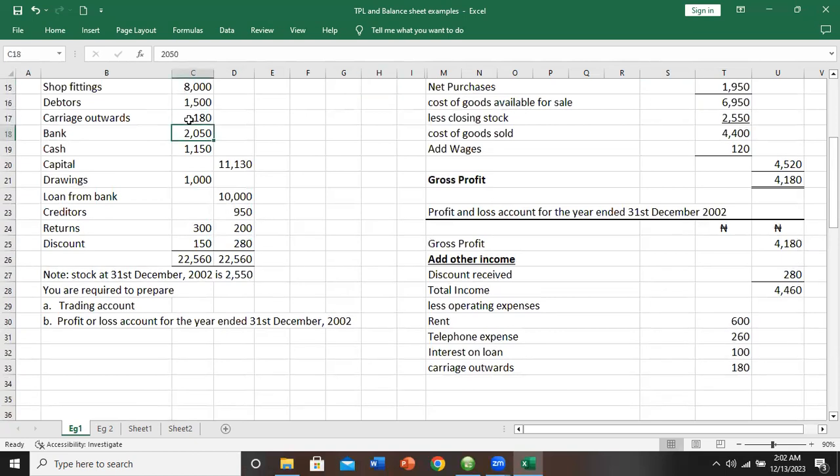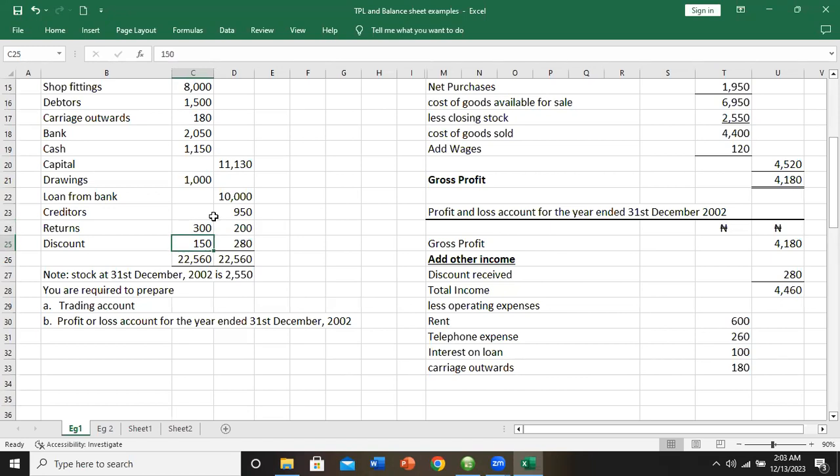Bank is an asset, so will not come here. Cash is an asset, will not come here. Drawings is an expense, but will affect the capital of the proprietor, so it doesn't come here. Drawings does not come to the profit and loss account. It goes to the balance sheet. Okay. Then the next one from the drawings is the return inwards, which we have already used in the trading account, so we can't repeat it here.